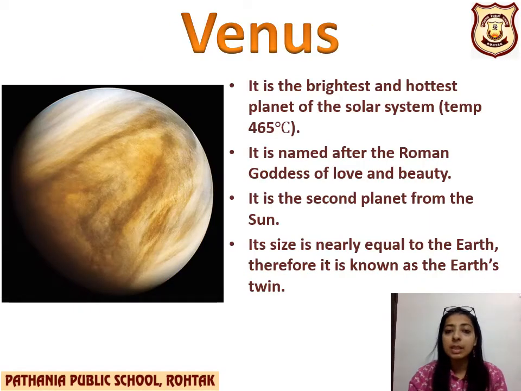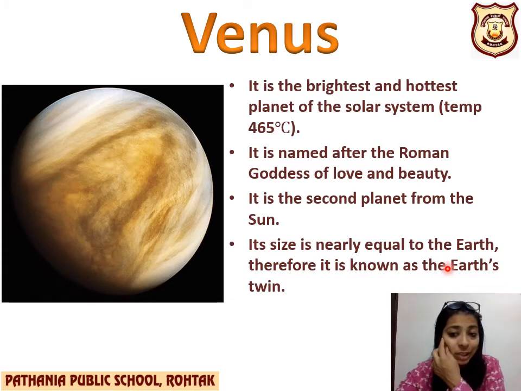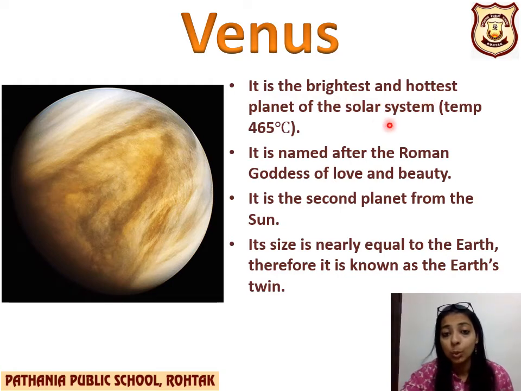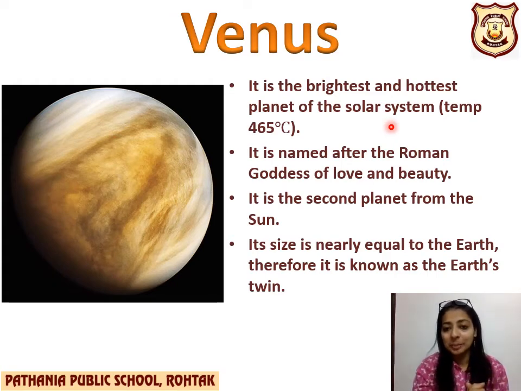The next planet is Venus. You will be very surprised to know, though Mercury is closest to the sun, Sun के सबसे पास है. But still, see, the first point I have written here is that it is the brightest and the hottest planet of the solar system. So, ma'am, ये कैसे हुआ? Sun के बिल्कुल पास क्या था? Mercury. लेकिन मैं कह रही हूँ कि Venus सबसे ज्यादा hot है.